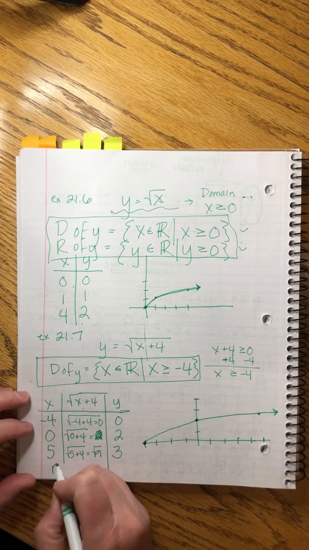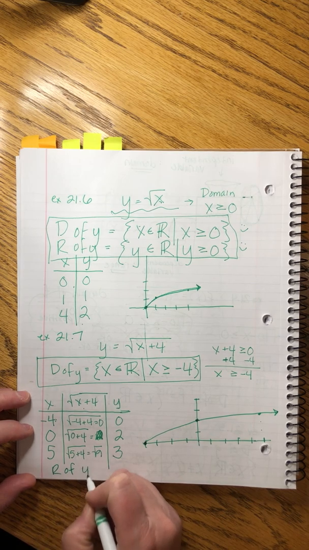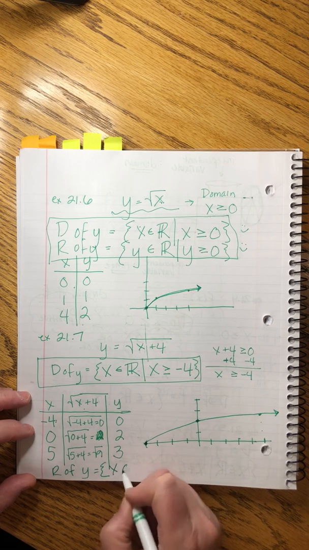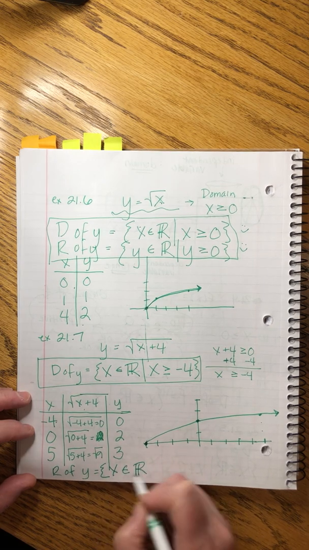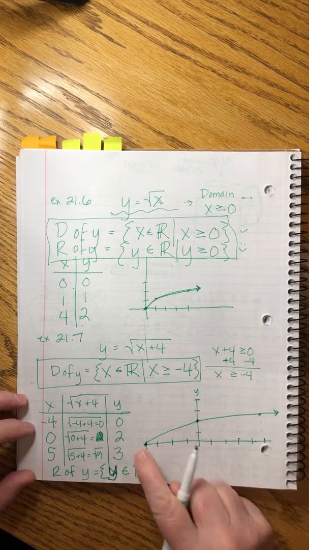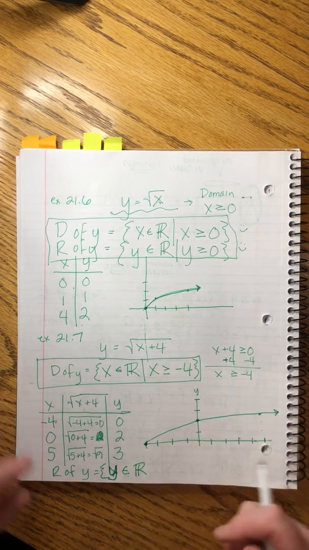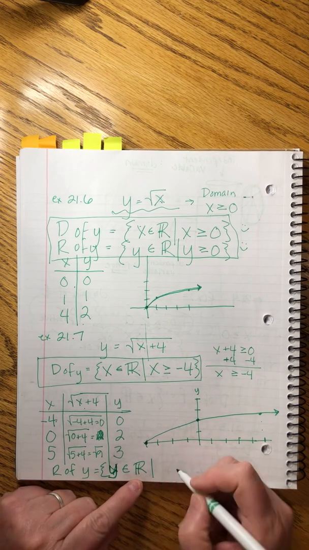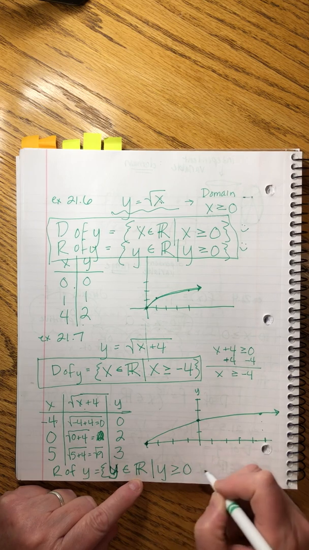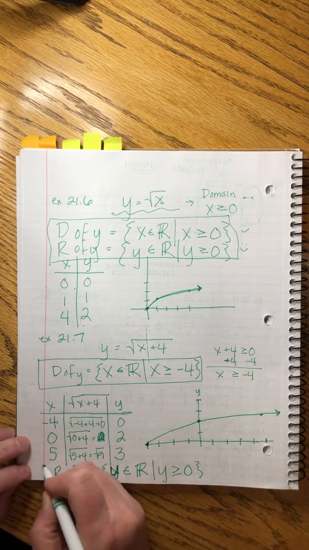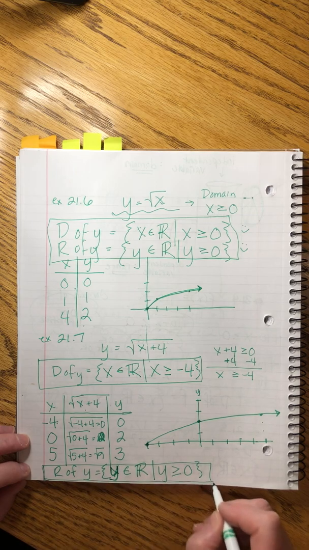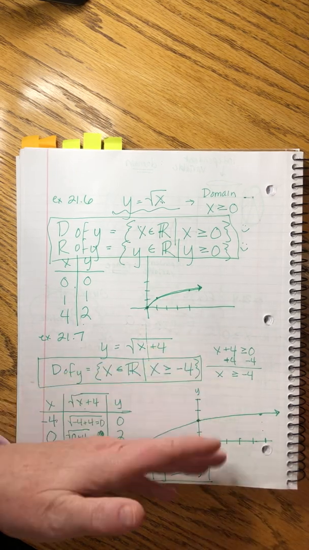So I can say that the range of the function is the set of numbers where y is an element of the reals, because I'm talking about these values, such that y is always greater than or equal to 0. And that's the second part of my answer. Again, it's easier to find the ranges if you can look at the picture and just see, okay, what's happening with my y.